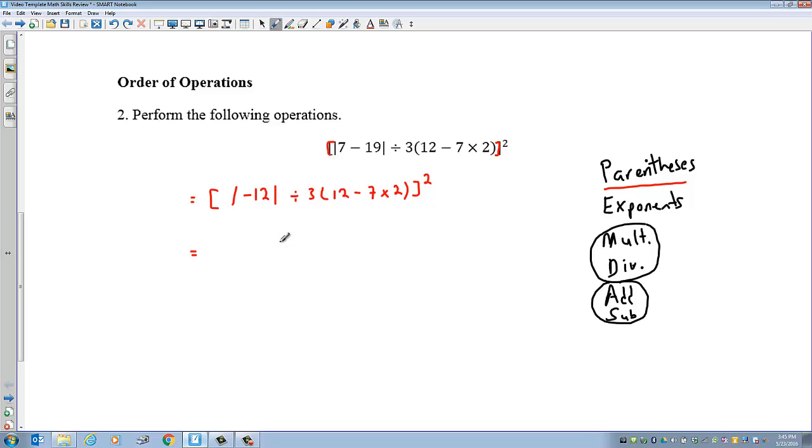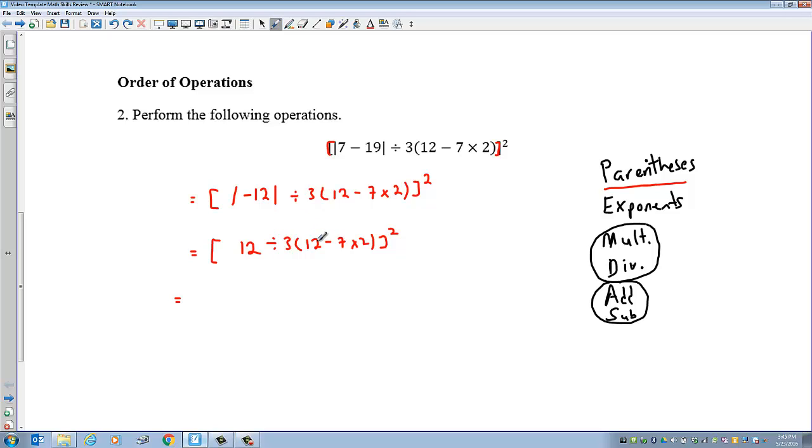And I reset. So parentheses again, you still have these square brackets, so I go inside there and I still have the absolute values. So absolute value of negative 12 is positive 12. So let's write down positive 12 divided by 3 times left parenthesis 12 minus 7 times 2 in square bracket quantity squared, which is equal to, so now I did the absolute value by dropping off that negative sign and making it positive 12. So the absolute value is done.